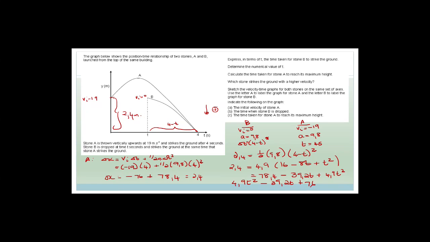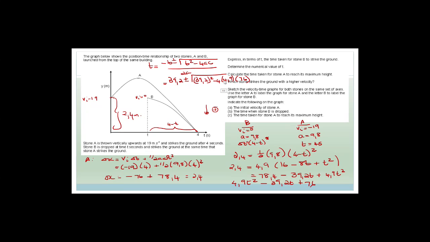Okay, and now we can use our formula again. So we go t is equal to minus b plus or minus the square root of b squared minus 4ac all over 2a. So therefore we can say it is 39.2 plus or minus the square root of 39.2 squared minus 4 times a, which is 4.9, times c, which is 76.